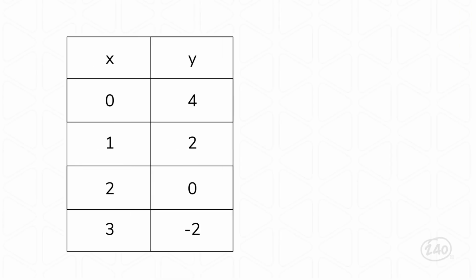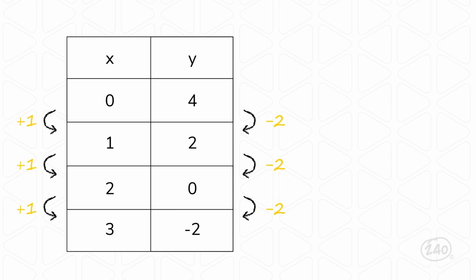Time to finish off algebra with patterns. A big thing here is to use the patterns you find in a set of numbers to identify the slope of a line. So you might see a function table like this one. You need to figure out the pattern to determine how much x and y are changing. In this case, in the x column, the values increase by 1 every time, and in the y column, the values decrease by 2 every time.